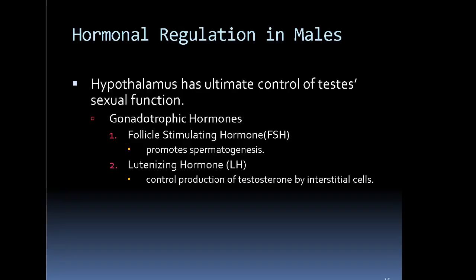Okay? So again, we said the hypothalamus has ultimate control over the testes, but it also controls the pituitary. The pituitary gland will be responsible for releasing the gonadotropic hormones. Remember, the hypothalamus releases the gonadotropic releasing hormones, which stimulate the pituitary to release the gonadotropic hormones, and the gonadotropic hormones stimulate the organ itself to release certain hormones, or at least some of the luteinizing hormone will. Okay?